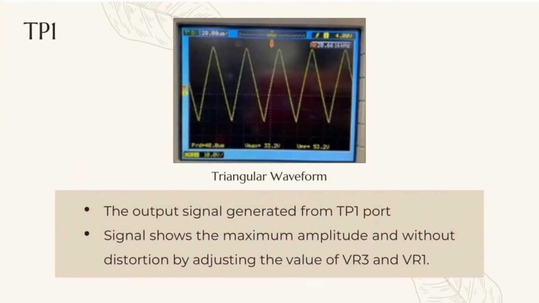Firstly, for TP1, the figure shows the output signal generated from TP1 port. The signal showed the maximum amplitude and without distortion by adjusting the value of VR3 and VR1. Adjusting the clock knob will affect the period or frequency of the waveform generated.